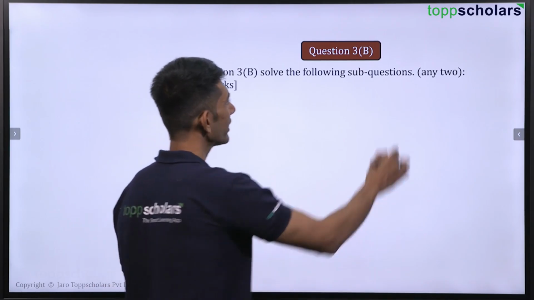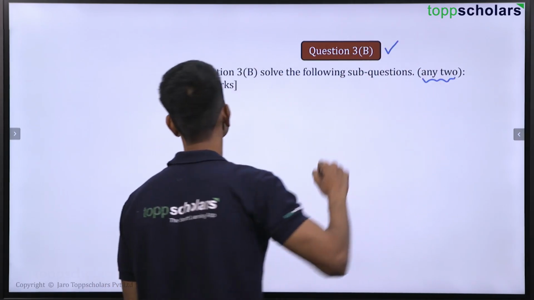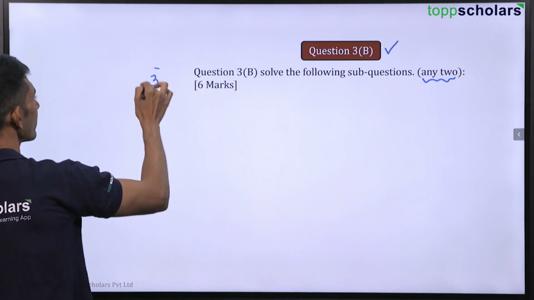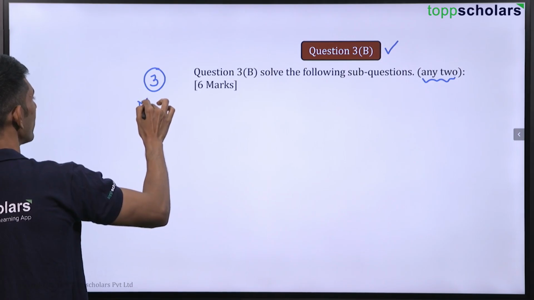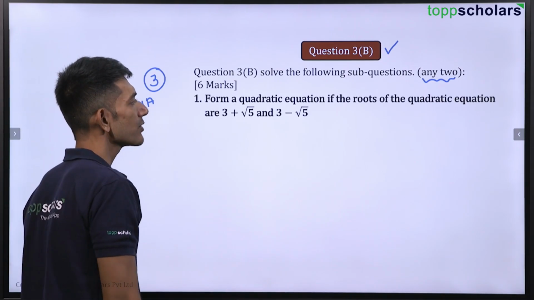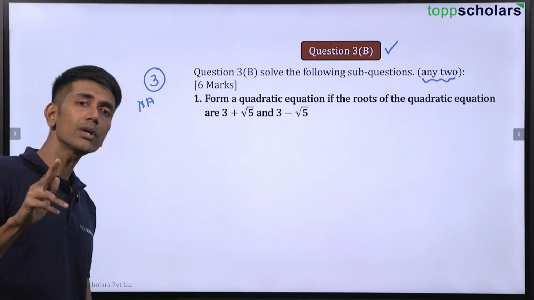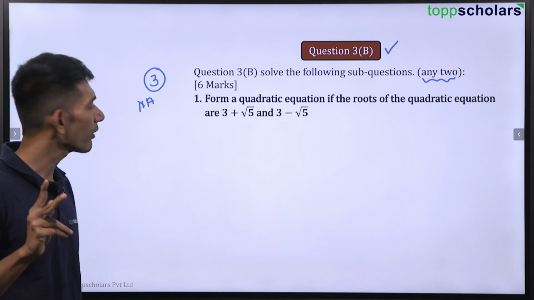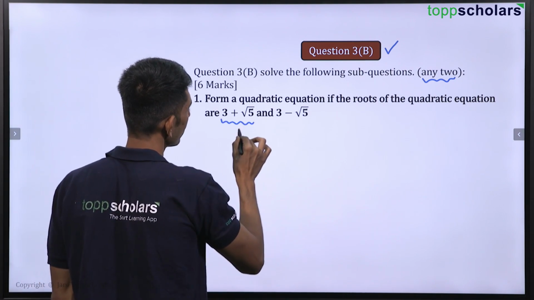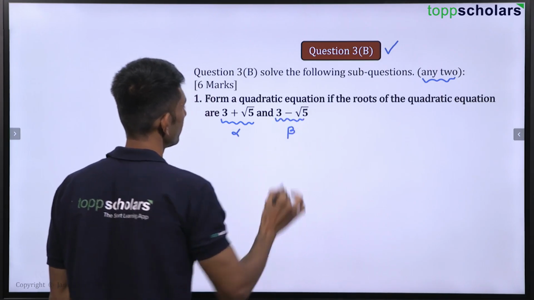Now question 3b, we are moving to question 3b where we are supposed to solve any two questions and each question will be of 3 marks each. This is a non-activity based question. So form a quadratic equation if the roots of the quadratic equation are, see, simple question in the same chapter. They are asking you to form a quadratic equation where alpha and beta are given.